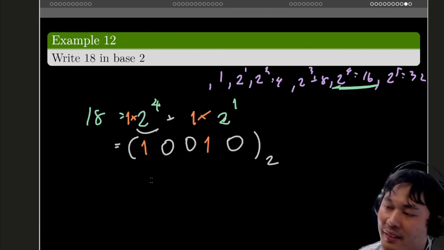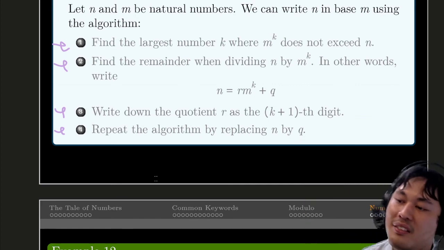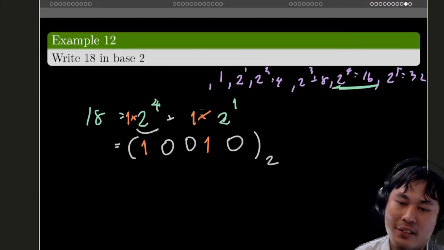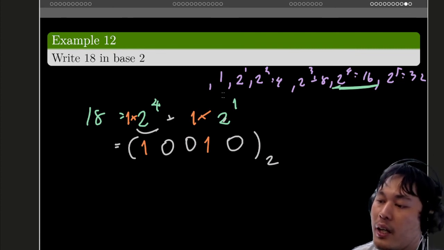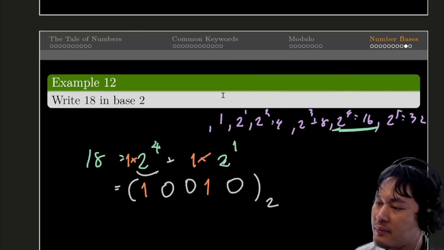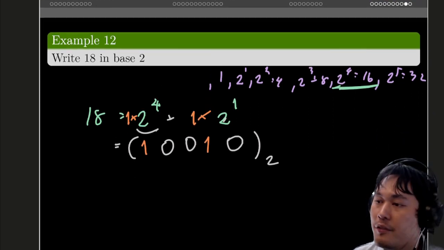And again, there's a fixed nice algorithm that you should follow. But for now, just a quick recap of how you can accomplish that. So yeah, that's the end of the lecture.